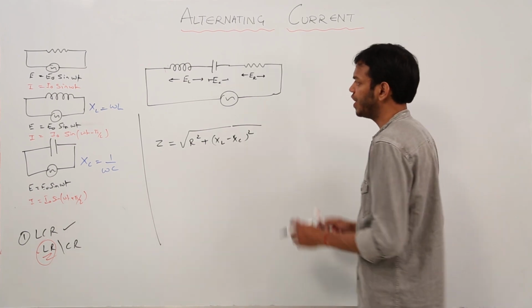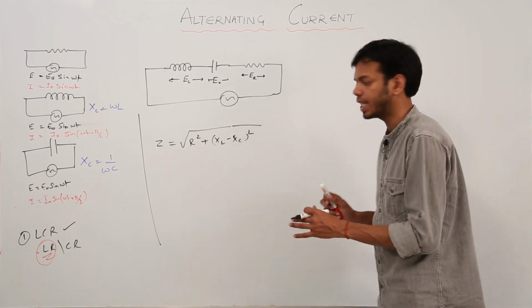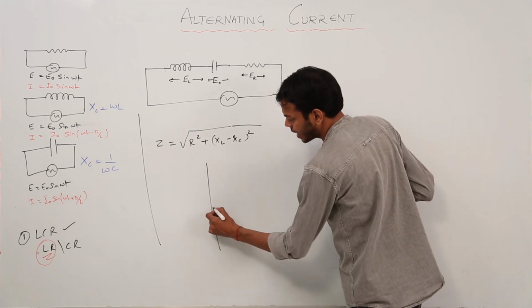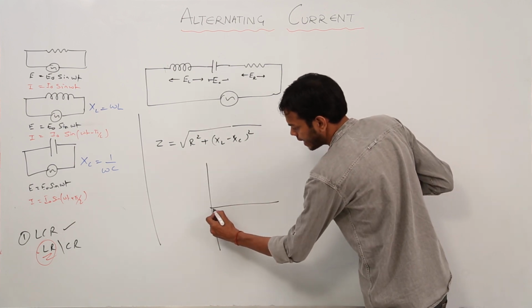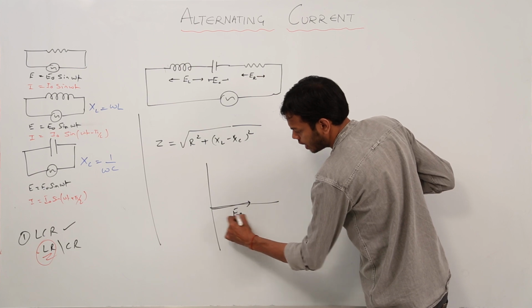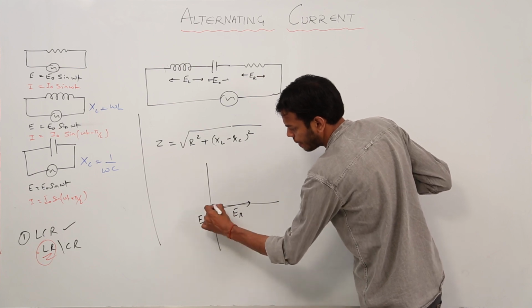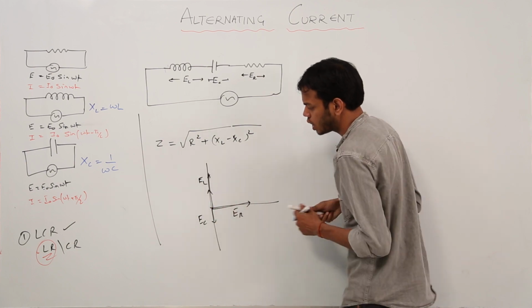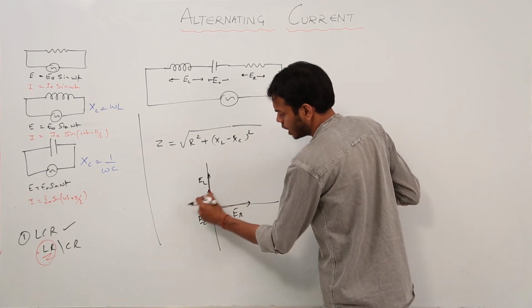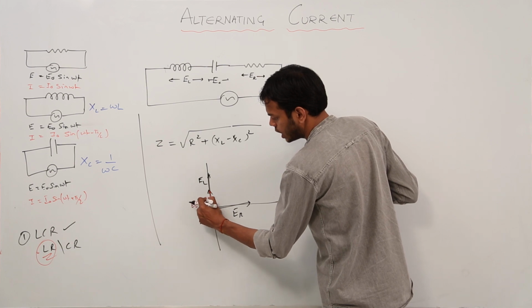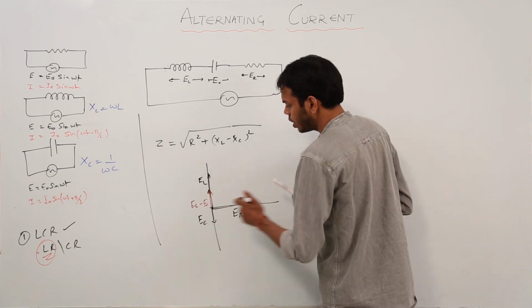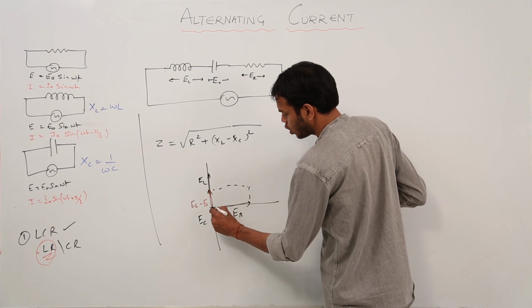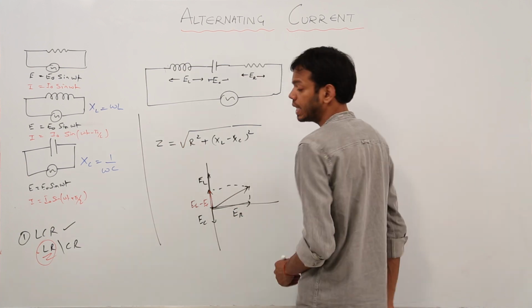Another important feature about the LCR circuit is that when we made this diagram, here we have ER, then voltage across capacitor, then voltage across inductor, and then this part was EL minus EC, and we found the value of net voltage through which we figure out the value of impedance.